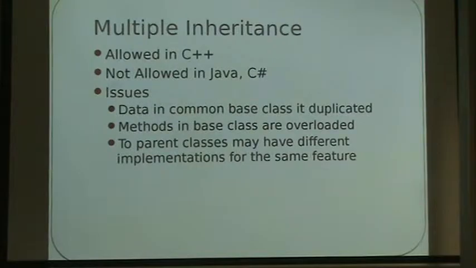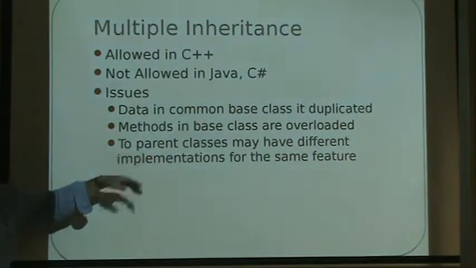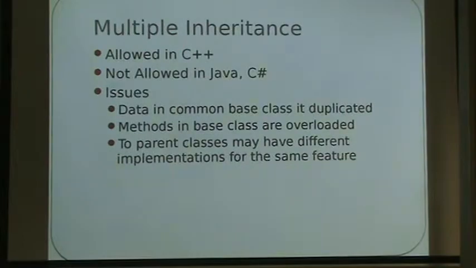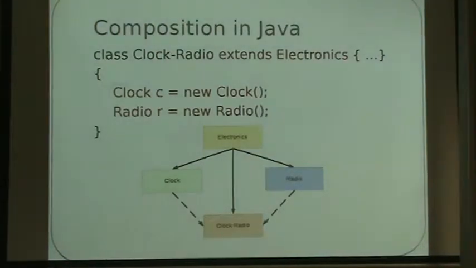So C++ allows it. The creators of Java, and then C#, which came out a little bit after that, don't allow that. And these are some of the reasons why they decided to remove this capability from the language, to not allow you to multiply inherit.